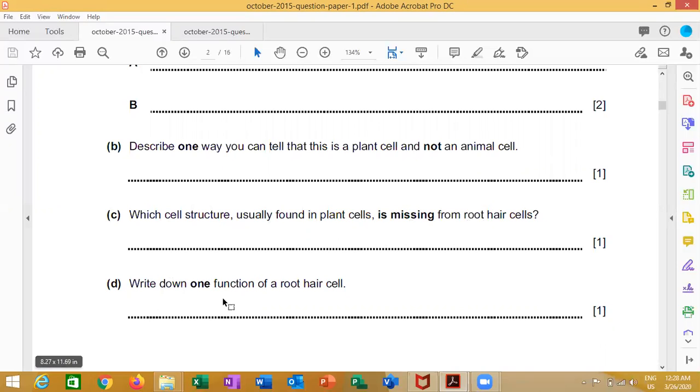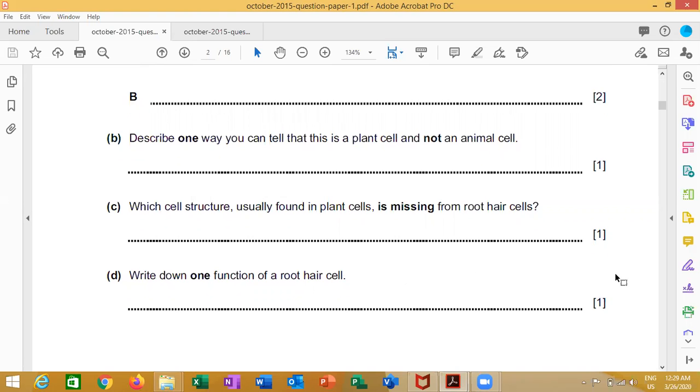Question D, write down one function of the root cell. You should write it is responsible for absorbing water and minerals, or absorbs water and the dissolved mineral salts from the soil. Let's move to the next question. Question 4.